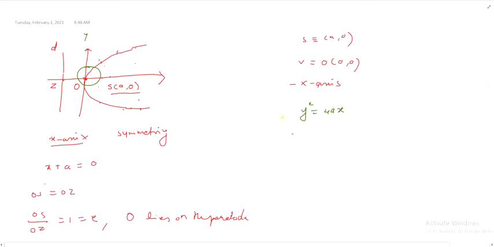Now, there are some more important terms related to the parabola. These terms are focal distance, length of latus rectum, and the other standard forms of the parabola. So, focal distance means what? The distance of the point P from the focus S. So, how can it be given? We will see in the next part of the chapter.